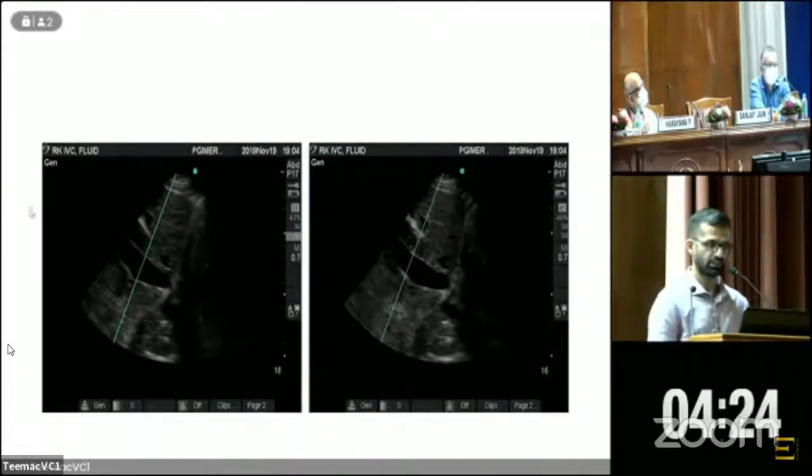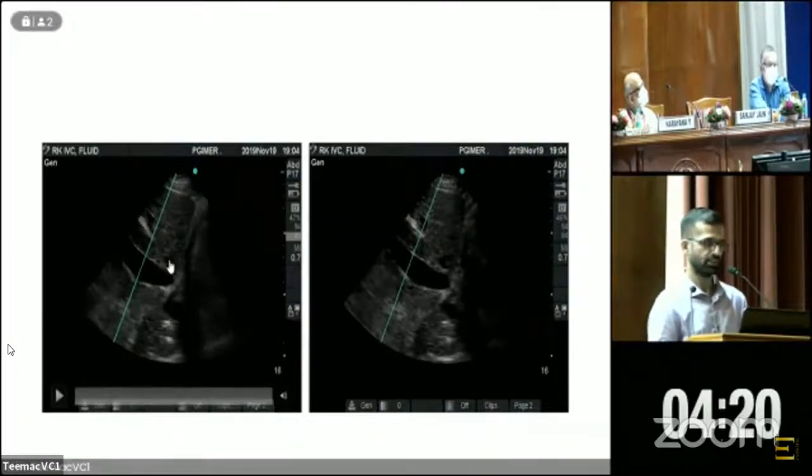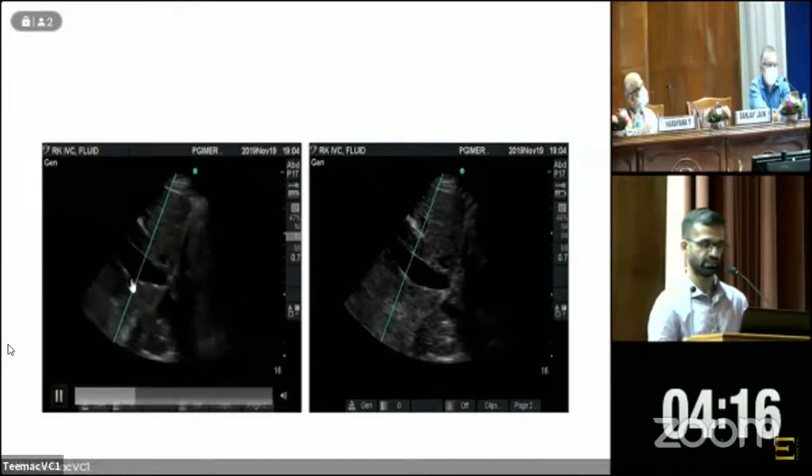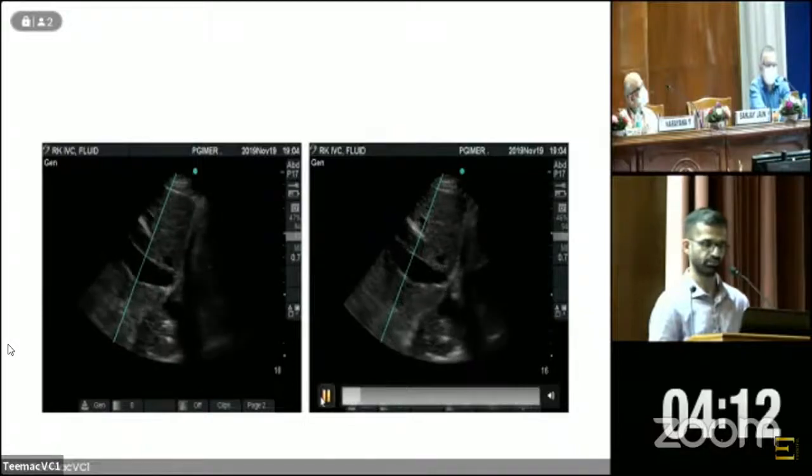So this is another similar image. This is the liver, I think you would be able to appreciate. And this is the hepatic vein, which is draining into the IVC. Here, the variation with each breath is not much. So the patient may not be fluid responsive.